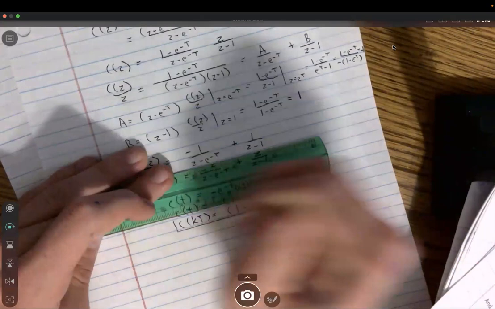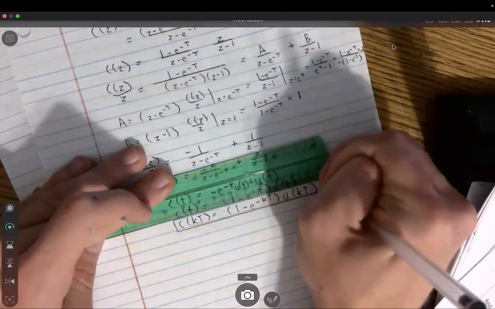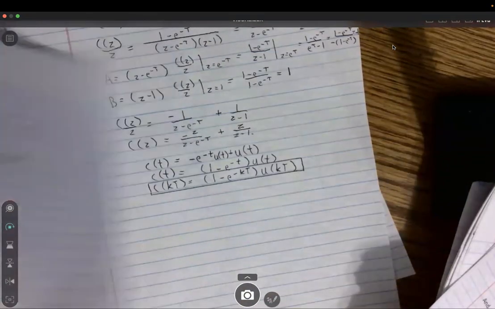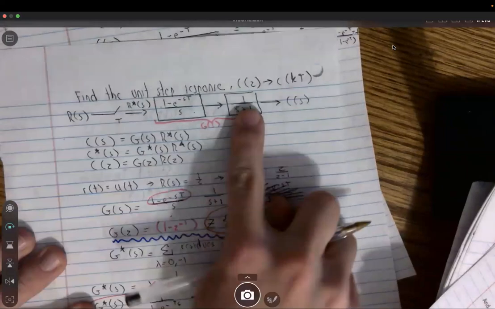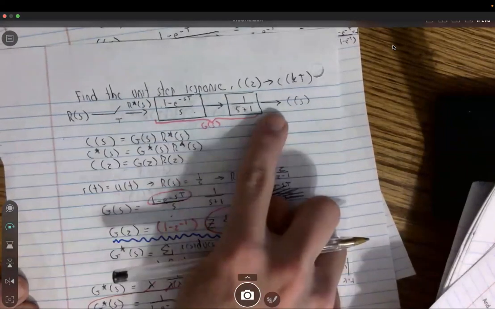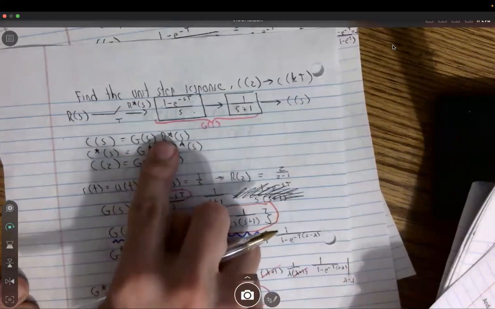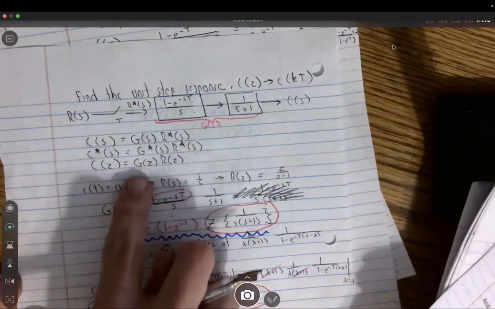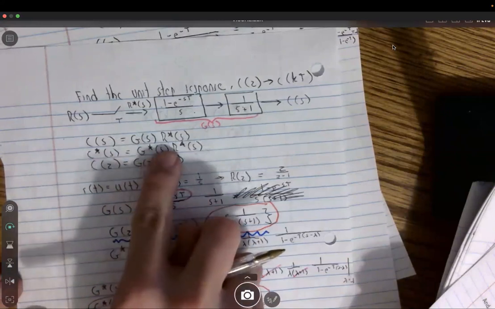So this would be your C of KT that we'd have here. So that's how we derived the entire unit step response. We just started out with our open loop transfer function. We found our G, we wrote an equation for the output in terms of what's after the switch. And then we found the C star of S.